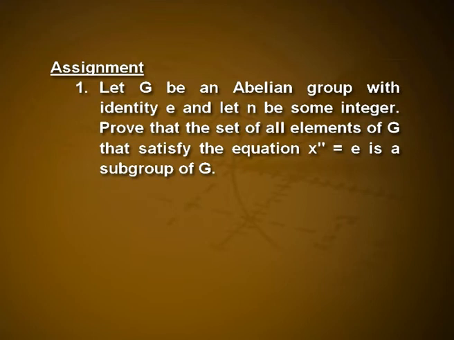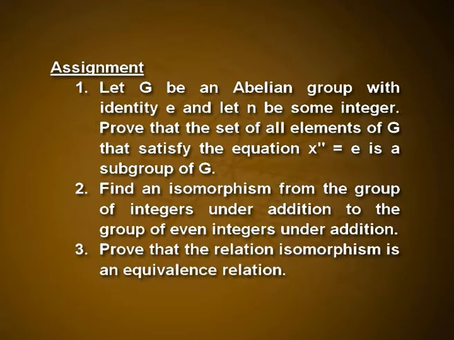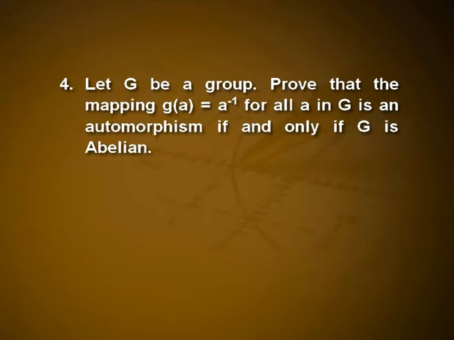Here are some assignments for you. The first one: let G be an abelian group with identity e and let n be some integer. Prove that the set of all elements of G that satisfy the equation x raised to n is equal to e is a subgroup of G. Second one, find an isomorphism from the group of integers under addition to the group of even integers under addition. Third one, prove that the relation isomorphism is an equivalence relation. Fourth one, let G be a group. Prove that the mapping f of a is equal to a inverse for all a in G is an automorphism if and only if G is abelian.